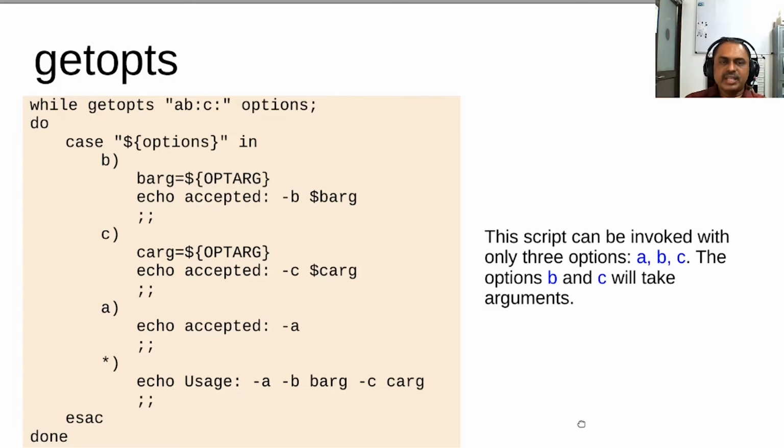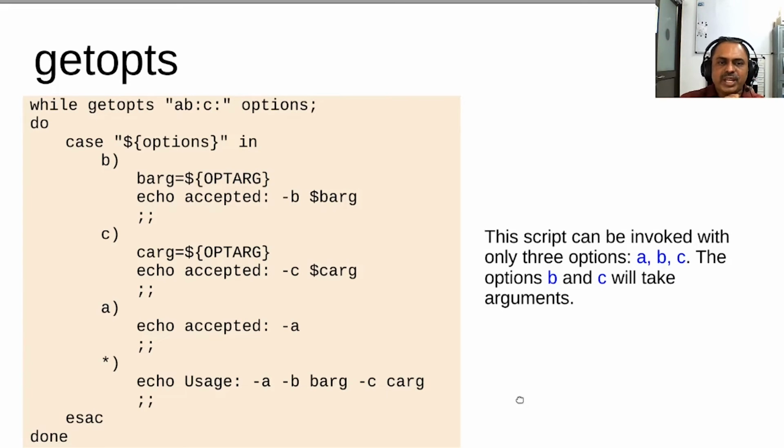So for example, in this script, you can call the script using the options A, B or C, that is -a, -b and -c. And if you are giving options like -b or -c, then they should have a value after that. So -b, then b argument, -c, then c argument. However, -a will not require any argument. So the colon following the letter shows that that particular option will have a value that is being expected. So some kind of argument is being expected for those options.